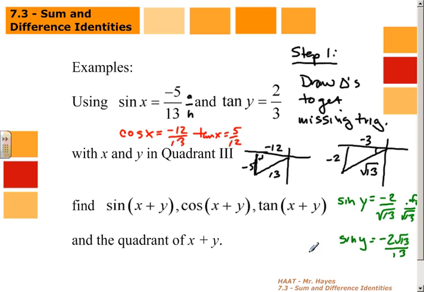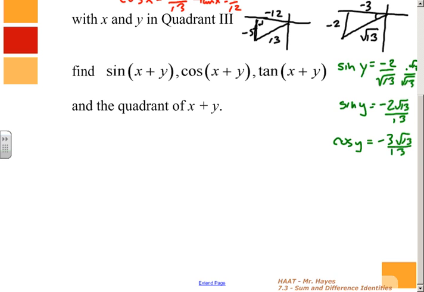Cosine, likewise, is going to be adjacent over hypotenuse, so it's going to be negative 3 over root 13, so that's going to turn out to be a negative 3 root 13 over 13.